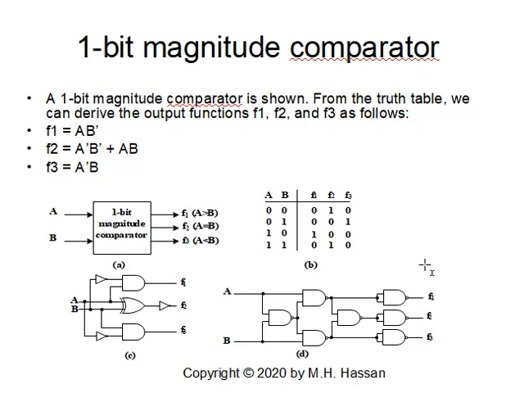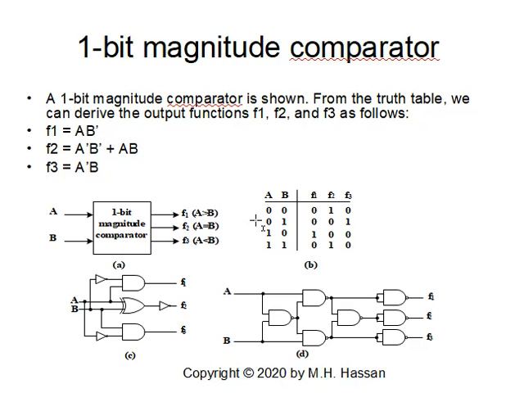Now, let's design a 1-bit magnitude comparator. A 1-bit magnitude comparator is shown in the block diagram and in the truth table, with 3 functions, F1, F2, F3, and 2 inputs, A and B. Each input is 1 bit. So the block diagram is very clear.